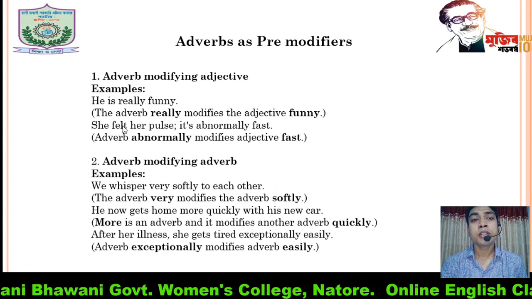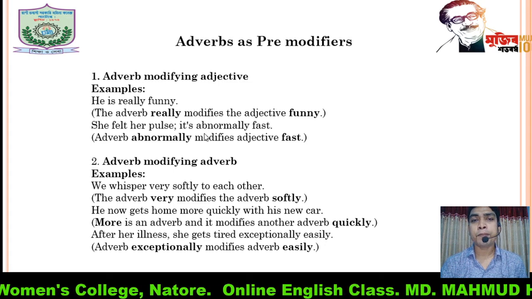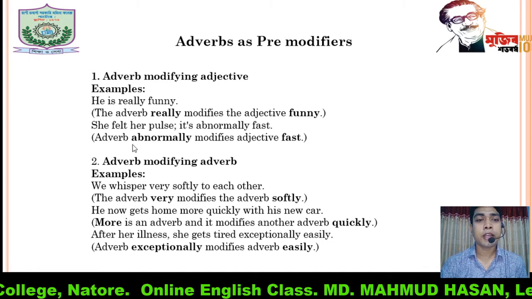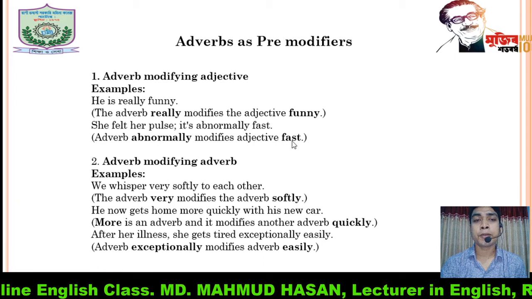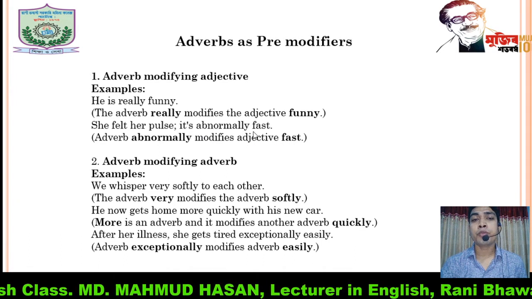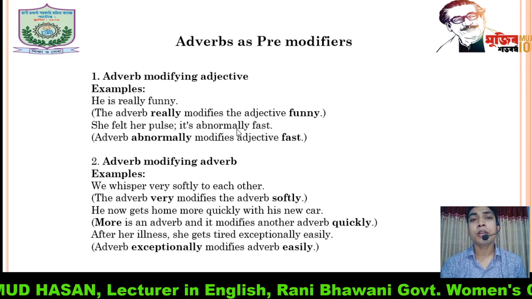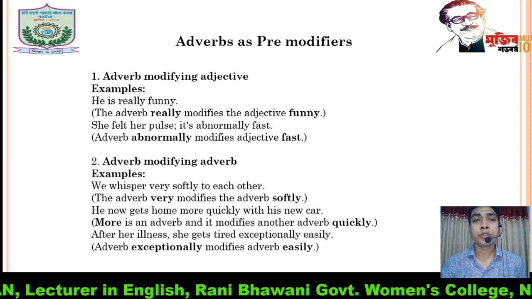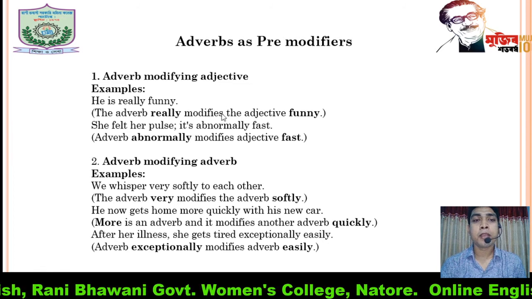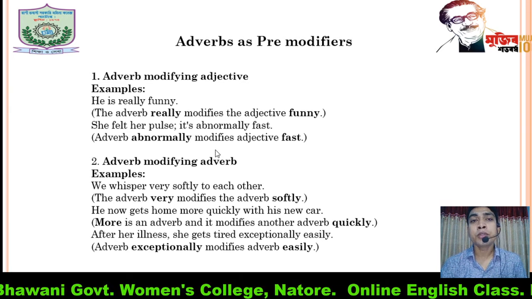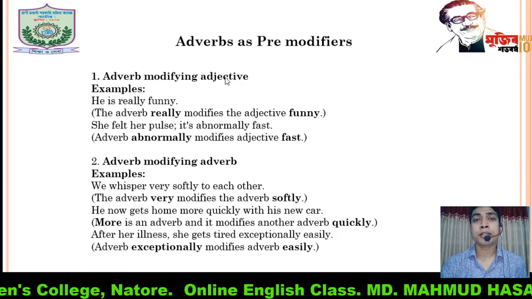She felt her pulse. It's abnormally fast. The adverb abnormally modifies the adjective fast. It's abnormally fast. Fast is an adjective and abnormally is an adverb. So adverb modifying adjectives. That means adverbs provide more information about the adjective.